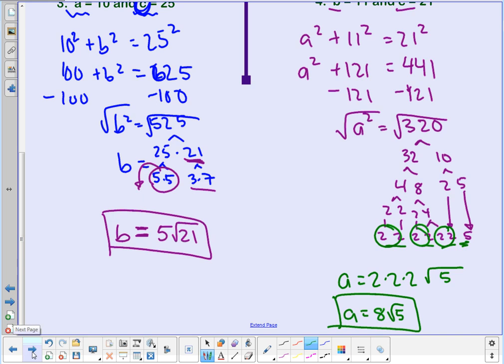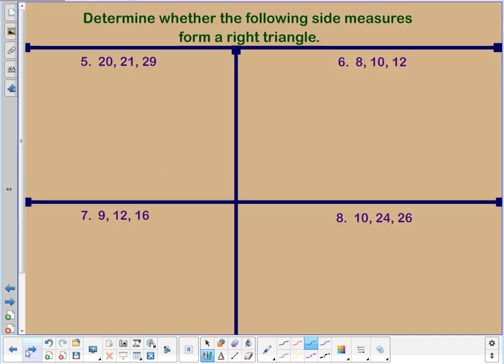All right. So now let's move down to the next part where it says determine if the following side measures form a right triangle. So what we're deciding is, are these things Pythagorean triples? Okay, are they Pythagorean triples? Here's the thing. We're going to put these into the Pythagorean theorem, recognizing that the largest one always needs to be c. So I have 20 squared plus 21 squared equals 29 squared.